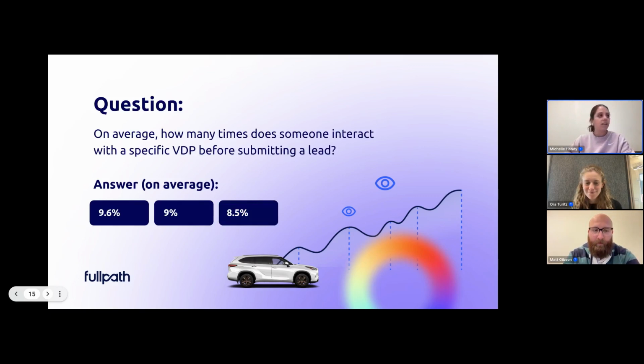Okay, I think this is our last question of the day. On average, how many times does someone interact with a specific VDP before submitting a lead? 9.6%, 9%, or 8.5?